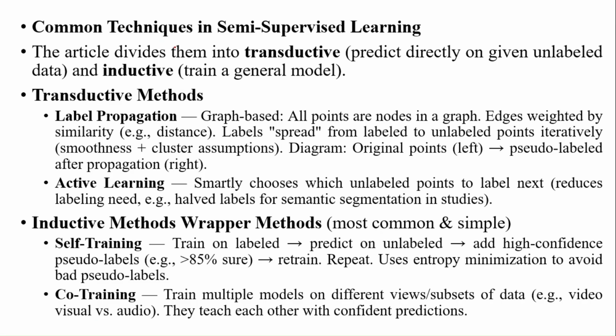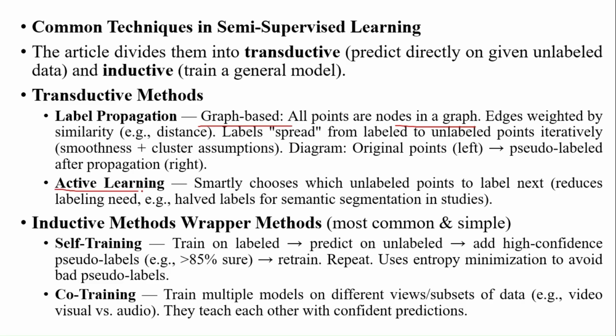We have common techniques in semi-supervised learning. One is transductive and the other inductive. The transductive method is label propagation. We use graph-based methods. All the points are in the form of nodes in the graph, with edges weighted by similarity. Labels spread from the labeled to unlabeled points iteratively. So we'll use the smoothness plus cluster assumptions. Here we go for the original points with pseudo labels after the propagation. So this one we are calling label propagation.